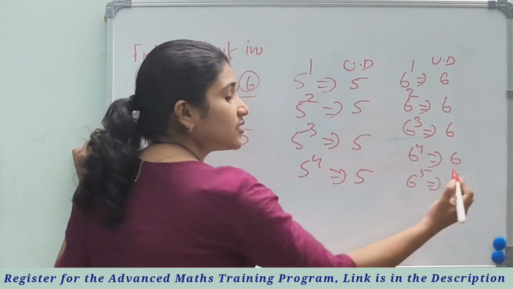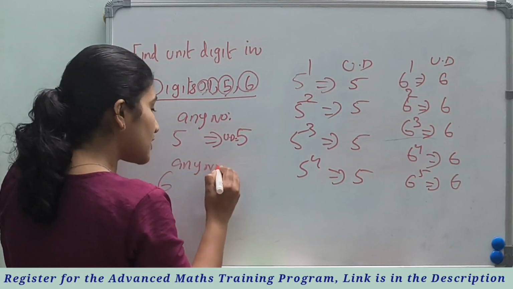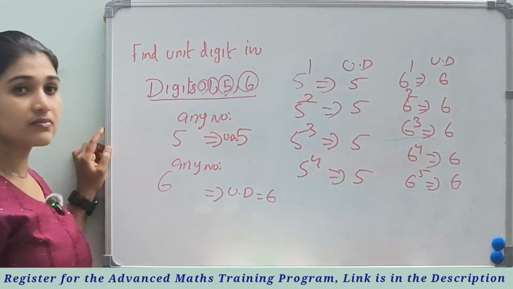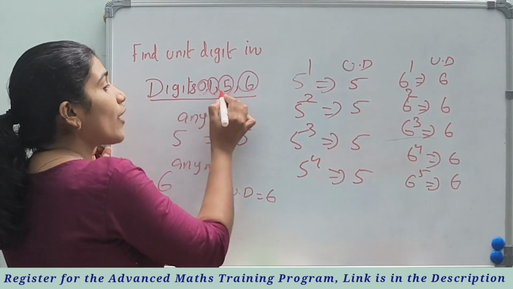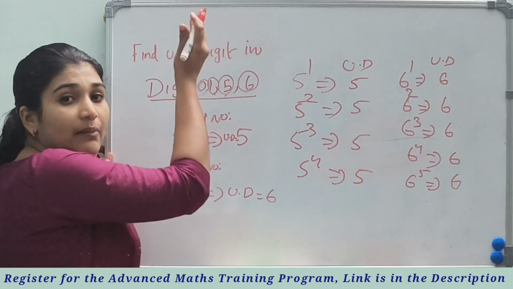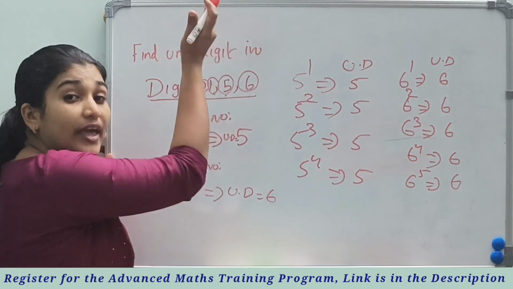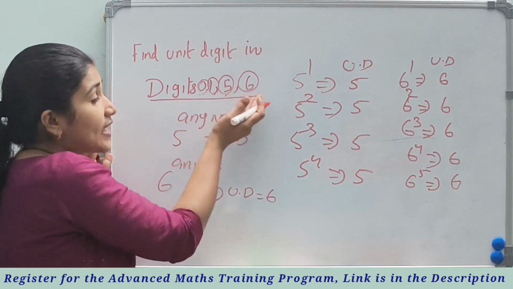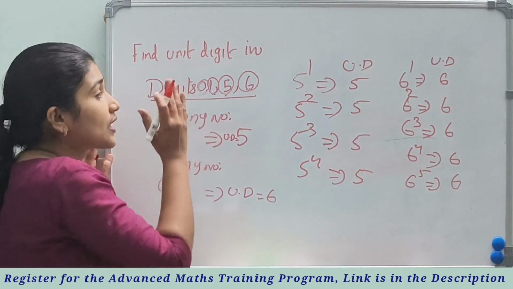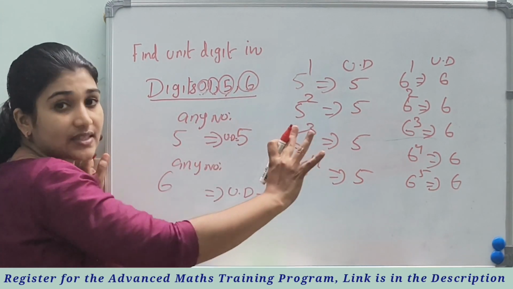6 into 6, again 36 here. So 6 raised to any number, unit digit is 6. So 0, 1, 5 and 6 are fixed. 0 raised to any number, unit digit is 0. 1 raised to any number, unit digit is 1. 5 raised to any number, unit digit is 5. And 6 raised to any number, unit digit is 6. So club 0, 1, 5 and 6 together, which are fixed.